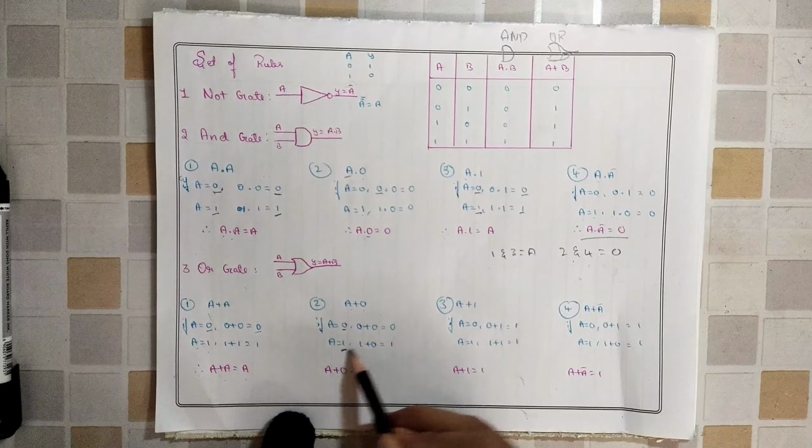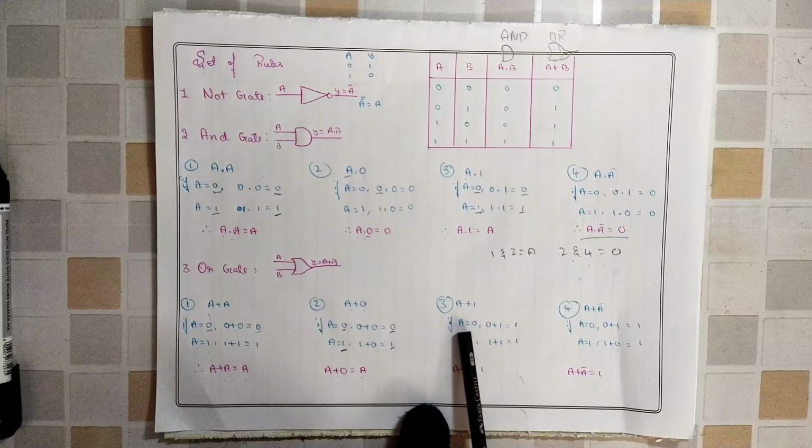So see, if you compare, A into 0 was 0, but here A plus 0 was A. So please don't go by hearting these things, just try to understand. If you don't understand anything, just go back and listen to that explanation again, and you will understand easily. If you understand, then you don't have to memorize; from your own understanding you can write this. So third condition, A plus 1.